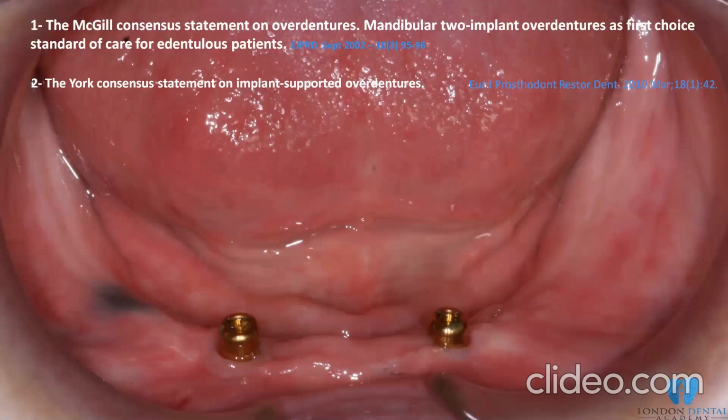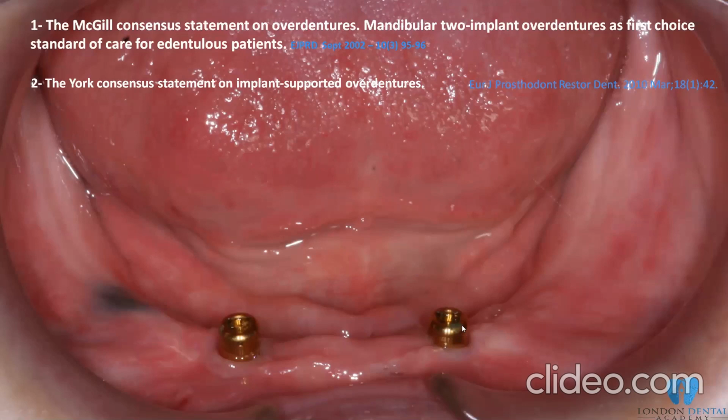Now, all of you might have heard about the consensus statements by the McGill group, which was, I think, echoed by the British Society of Prosthetic Dentistry, that the minimum standards of care was called the York Consensus Statement on Implant-Supported Dentures, published in the European Journal of Prosthodontics and Restorative Dentistry back in 2010. And the McGill consensus statement was published in 2002. So the minimum standard of care is having 2 implants in the anterior region, and any type of mechanism of retention is yours.